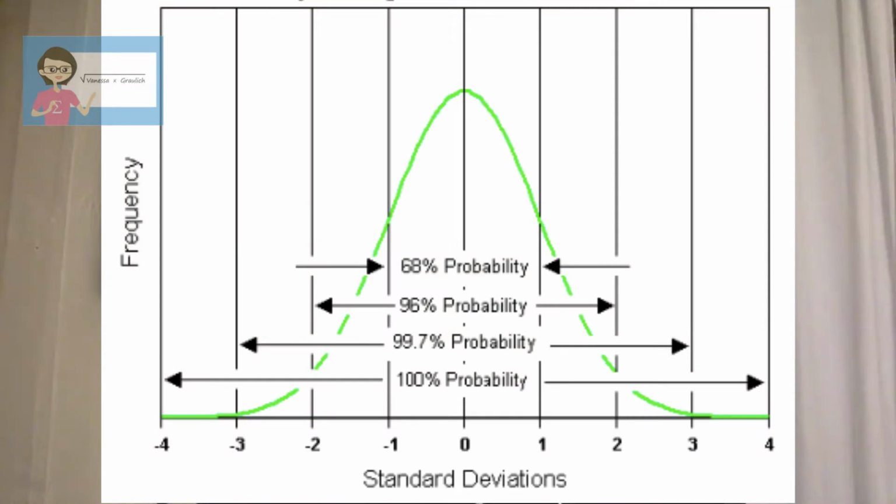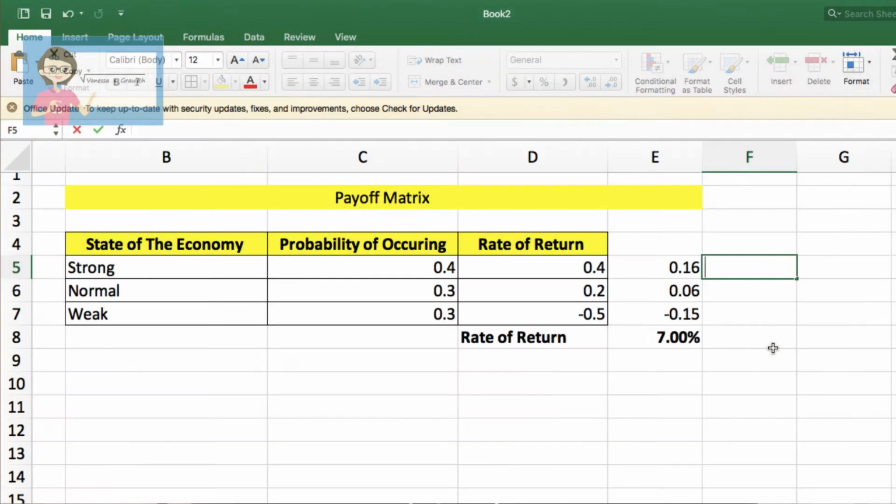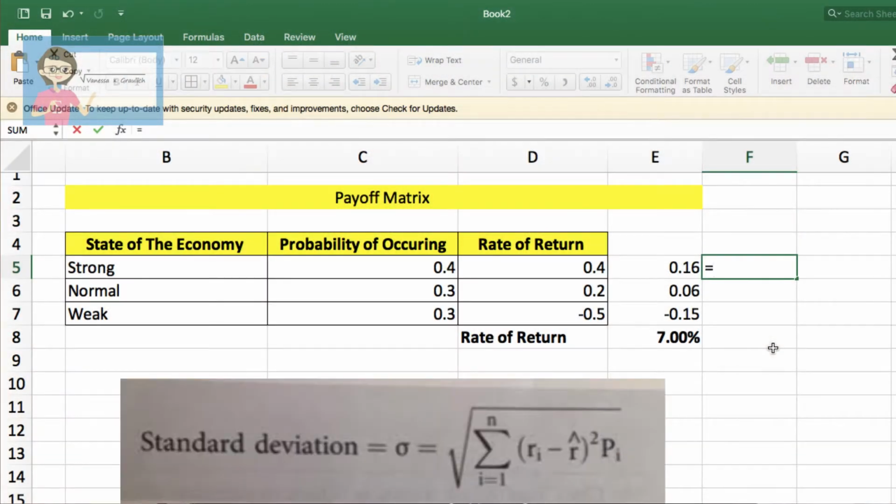The same thing happens here with the stocks. So let's find out the standard deviation of the payoff matrix that we had before. Now notice what we're going to do. We're going to have the probabilities like we did before. We're going to have the rates of return like we did before. And now we have the expected rate of return.